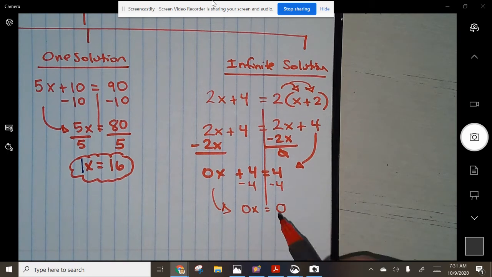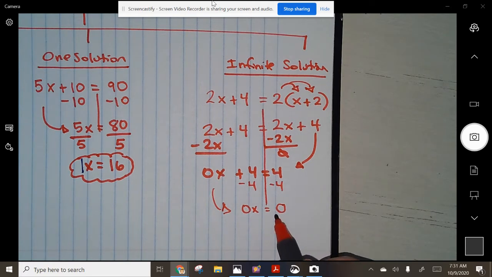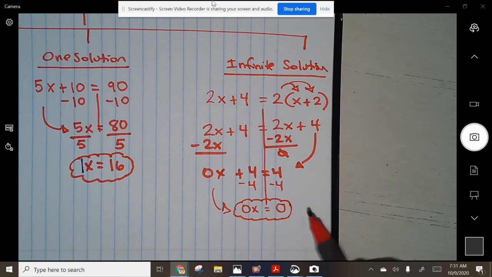What if I said x was 100? What's 100 times 0? 0. What if x was negative 422? What's negative 422 times 0? 0. So guess what? Every answer in the world would work in this one.